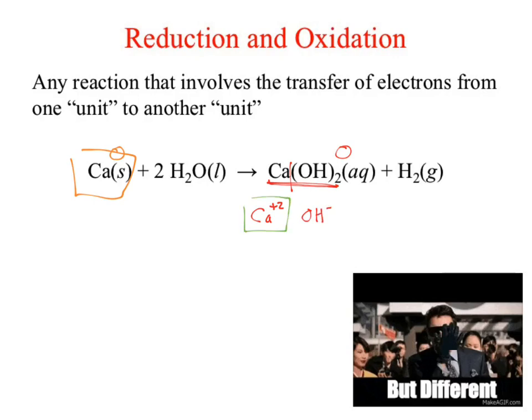What is the charge now on our calcium? A plus 2. What is its oxidation state? It's also a plus 2. This is where we say, well, the charge and the oxidation state are the same. They aren't. They're applying to different things. They're related, but they're not the same.